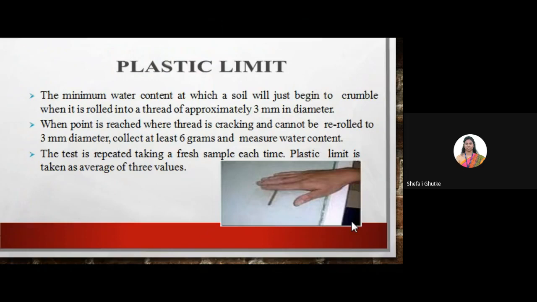Then the next one is the plastic limit. It is the minimum water content at which a soil will just begin to crumble when it is rolled into a thread of approximately 3 mm in diameter. When the point is reached where the thread is cracking and cannot be re-rolled to a 3 mm diameter, we collect at least 6 gram and measure the water content of the soil sample. The test is repeated, taking a fresh soil sample each time. Then the plastic limit is taken as the average of 3 values.